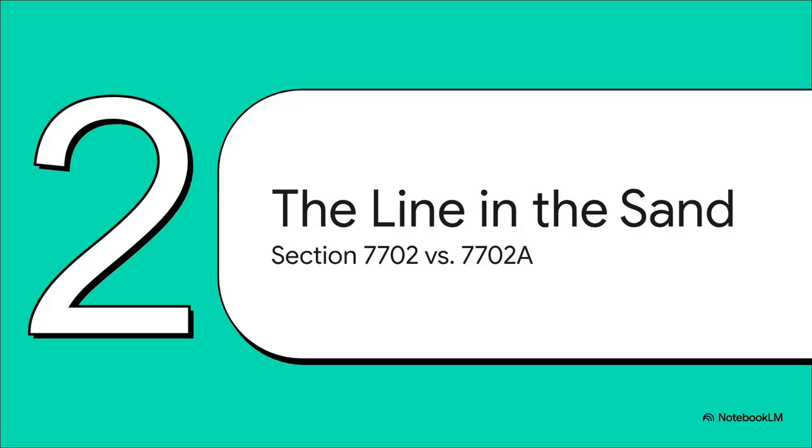Now, to really get a handle on why this happens, we have to look at the rule book. And in our world, that's the Internal Revenue Code. There are two key sections you need to have on your radar, 7702 and 7702A. Honestly, the best way to think about them is like two sides of the same coin. One gives a policy its power, and the other one sets the limits.